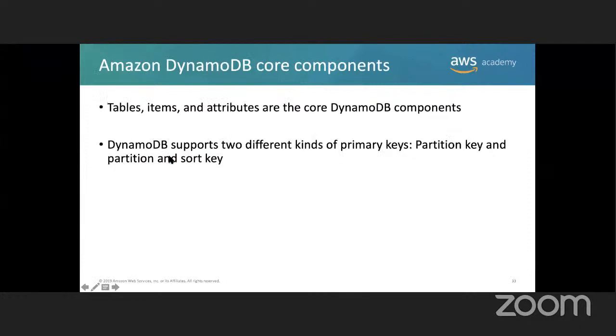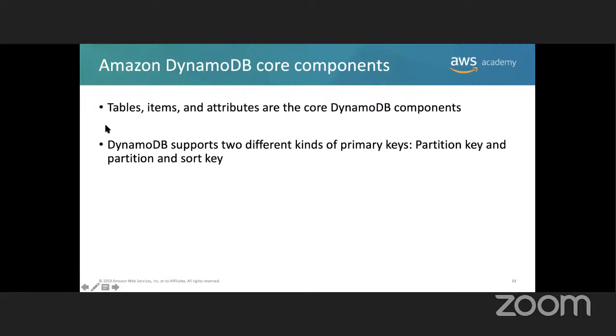Okay. Amazon DynamoDB core components: tables, items, and attributes are the core DynamoDB components. In relational databases, it's tables, columns, and rows. Here it is items and attributes. A table is a collection of items, and an item is a collection of attributes.